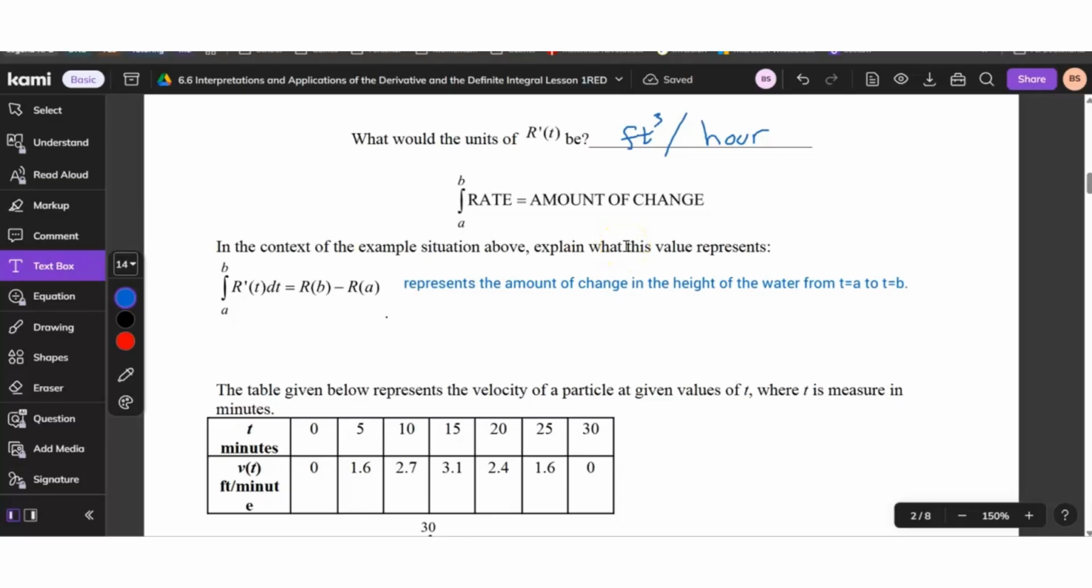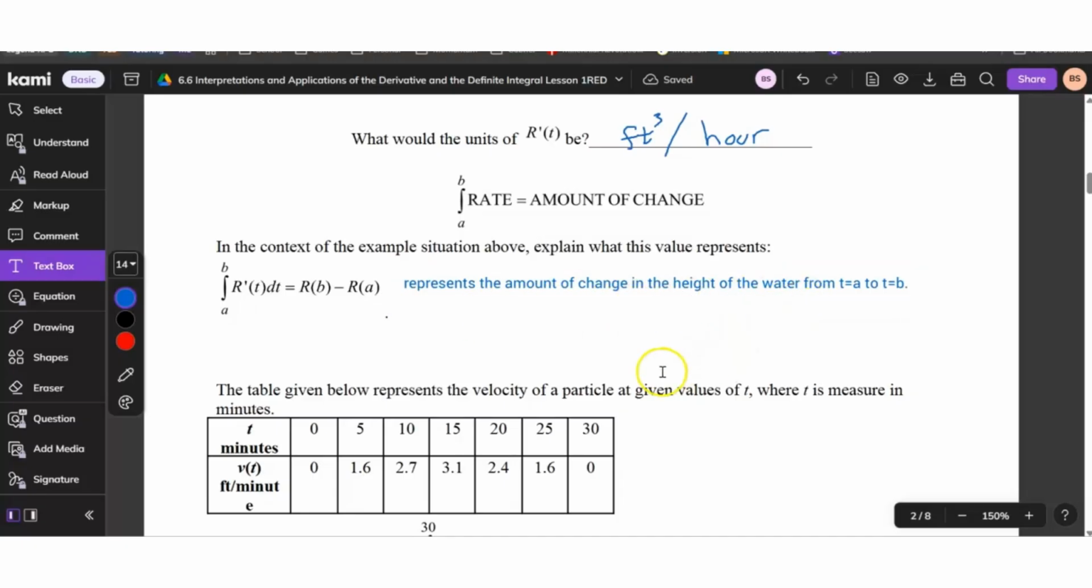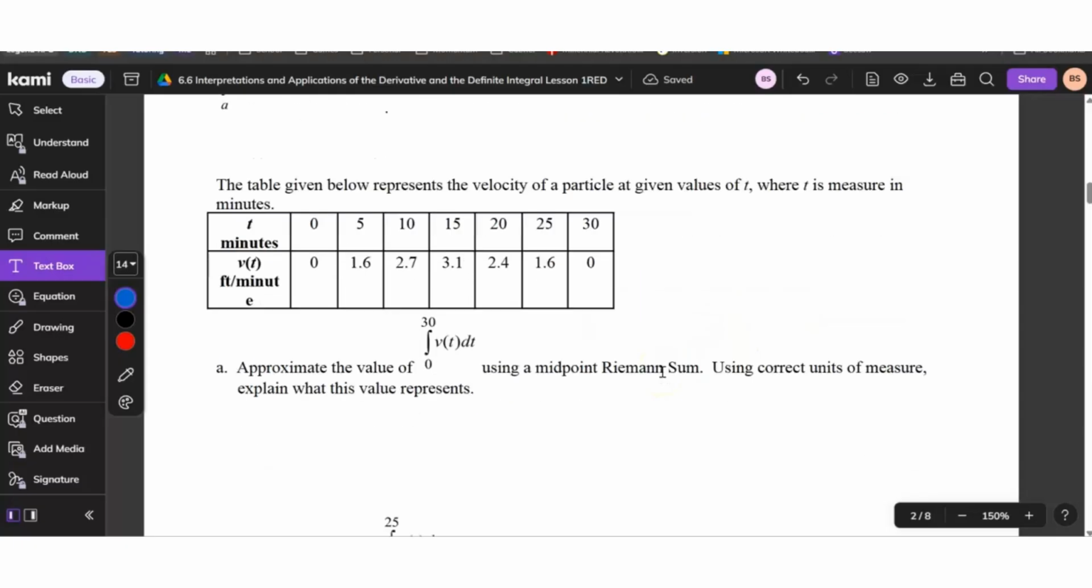Easy enough? Yes. Right? Is that right or wrong? It represents the amount of change in the height of the water. Yeah, that's right. So, table below.